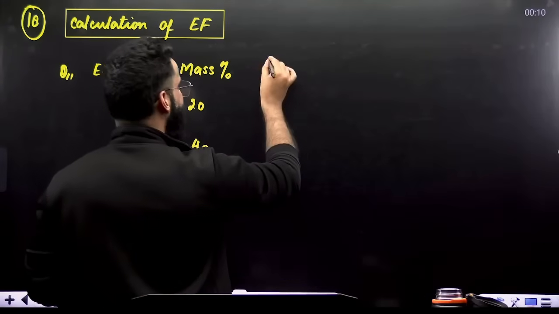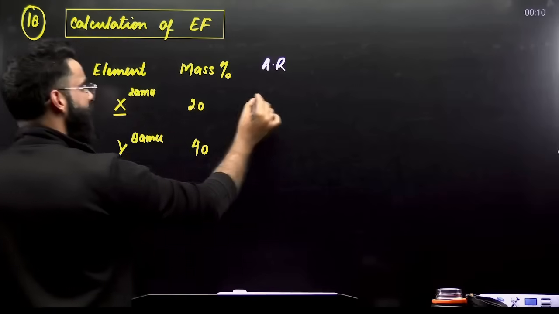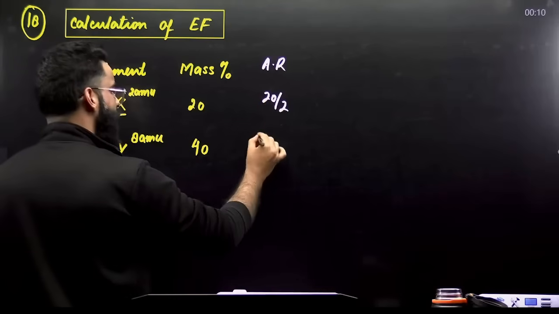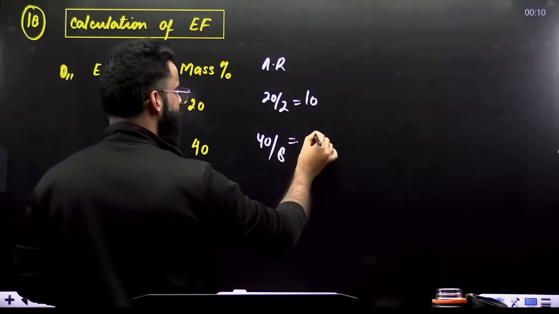What you have to do? First of all, you have to calculate the atomic ratio. How do you calculate the atomic ratio? Given percentage divided by atomic mass. So 20 divided by 2, and 40 divided by its atomic mass, that's 8. So this value comes out to be 10, and this value comes out to be 5.